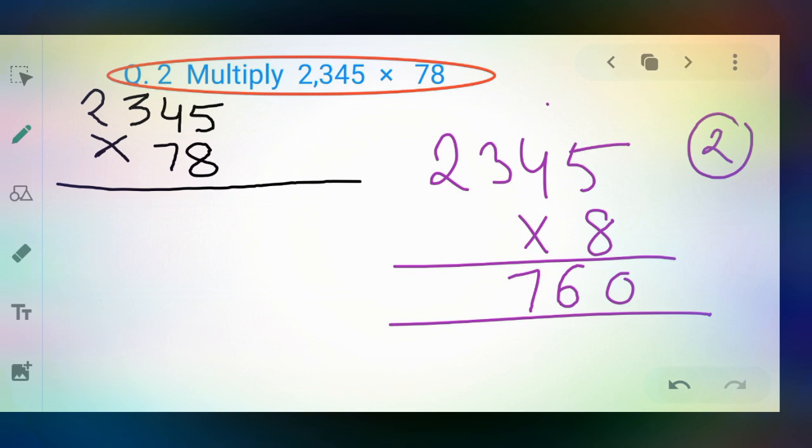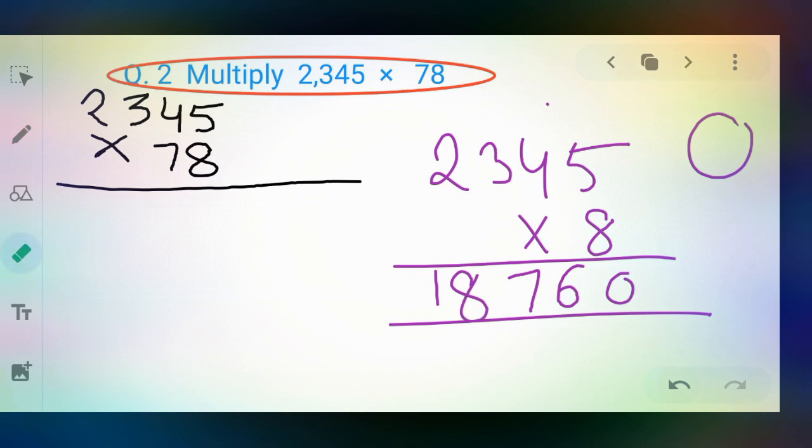Now you will multiply 8 and 2. So 8 2s are, what is the answer? 16. 16 plus 2, what do you get? You get 18. Clear? 8 2s are 16 and 16 plus 2, what is the answer? 18. So dear student, you will write 18 here.